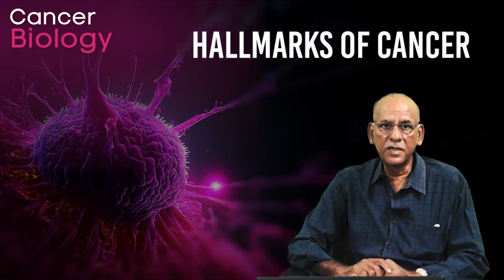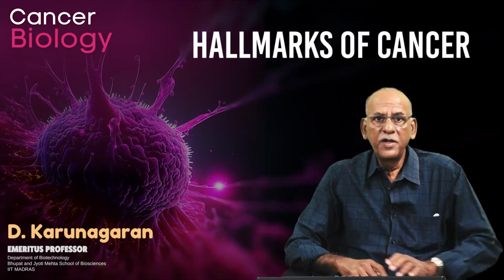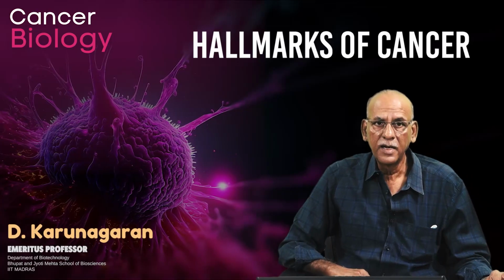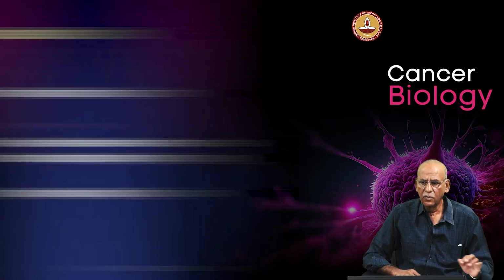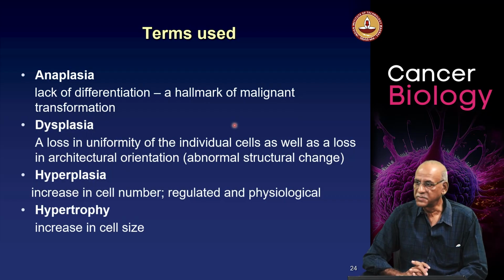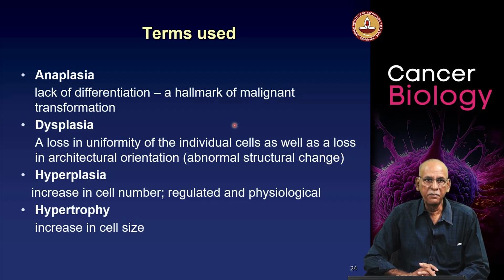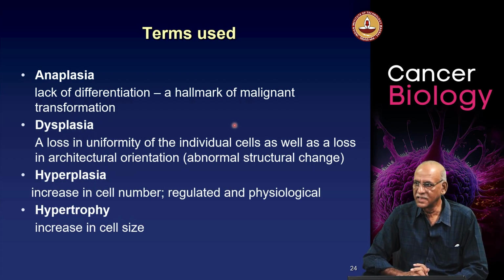Now let us look at some of the phenotypes of normal and cancer cells. Before going into that, we should know some terms. What is called anaplasia? It means lack of differentiation, because the cancer cells are poorly differentiated. I am sure you know what differentiation is, right?